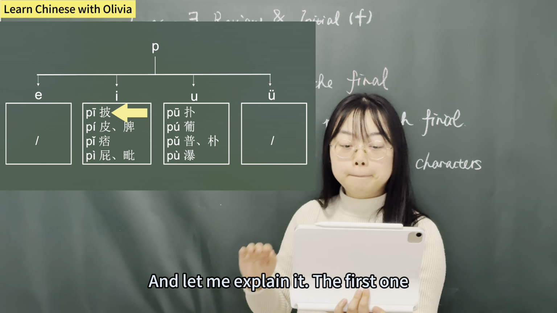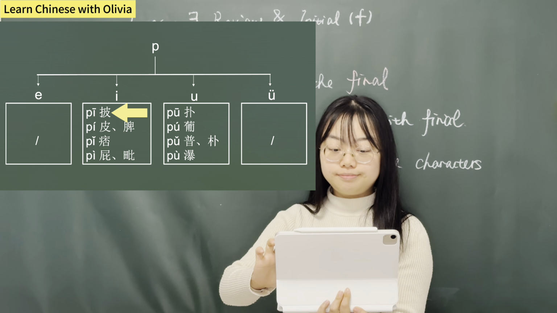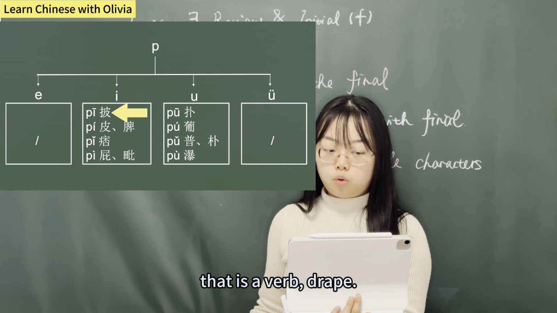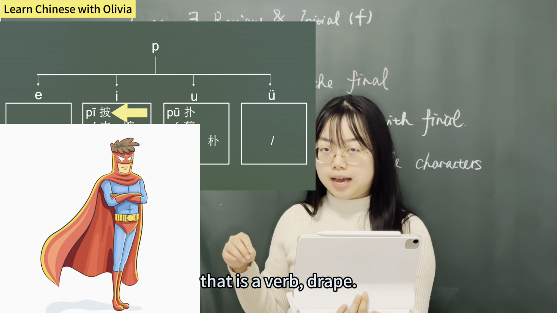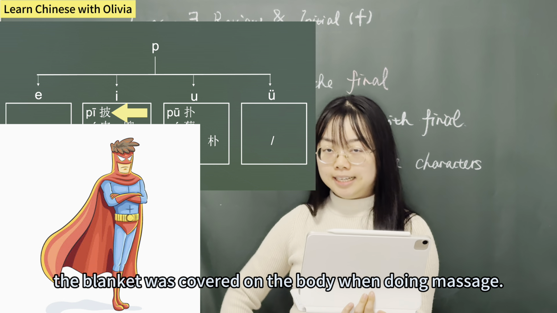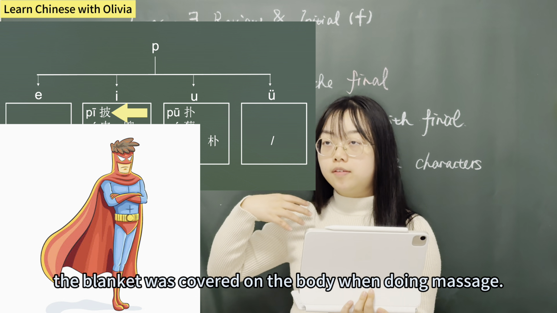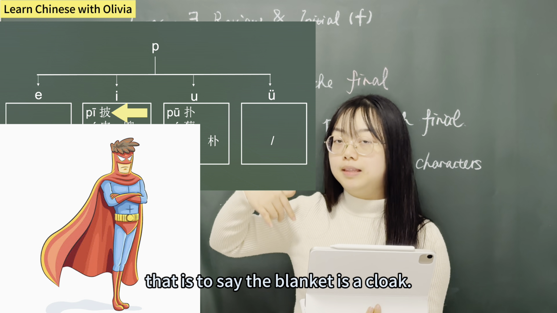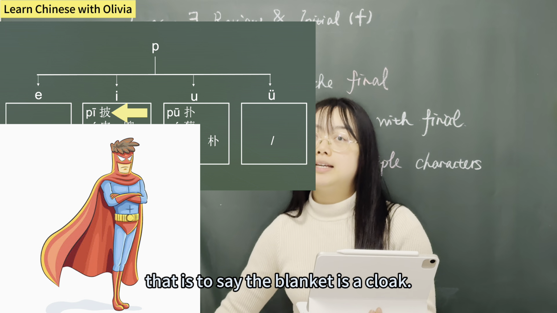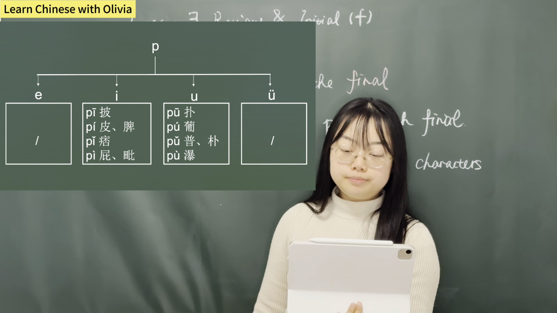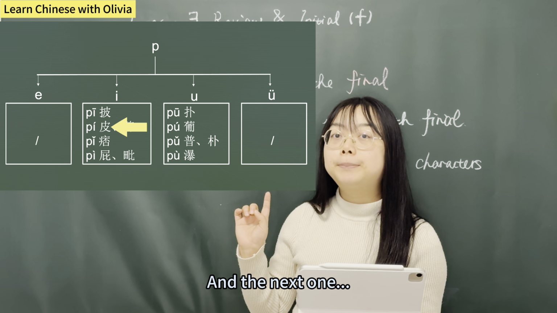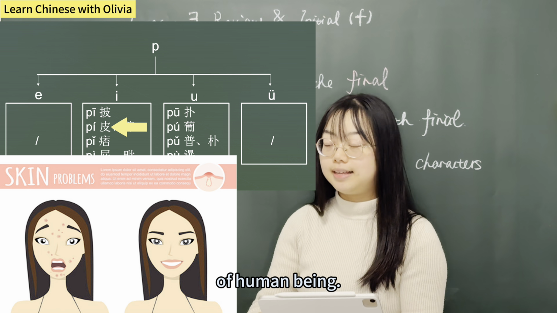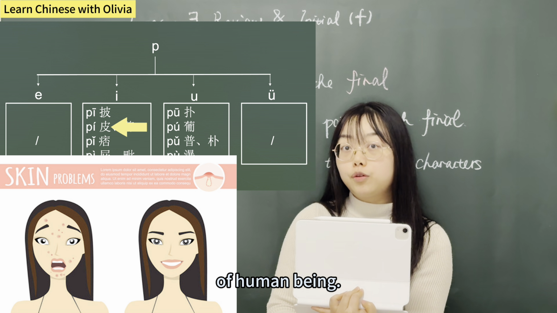The first one. That is a trip or no, drip. Yeah, drip. A blanket was covered on the body when doing massage. Yeah, that blanket is a drip. And the next one is pí. That is the skin. Yeah, that is the skin of human being.